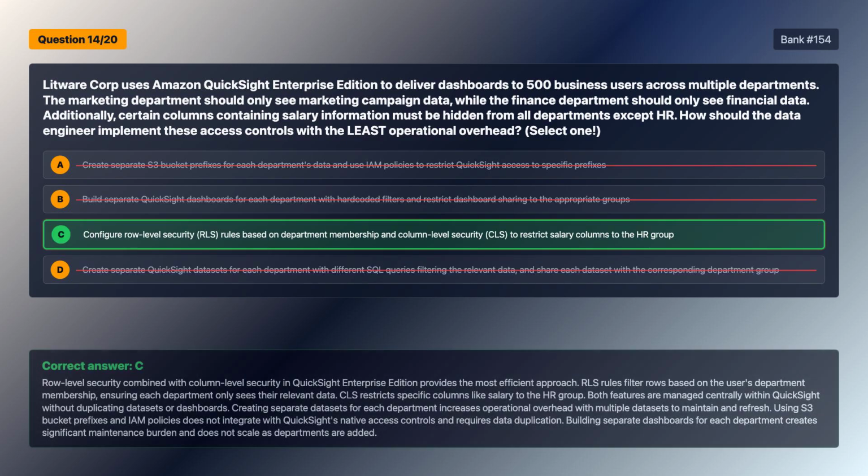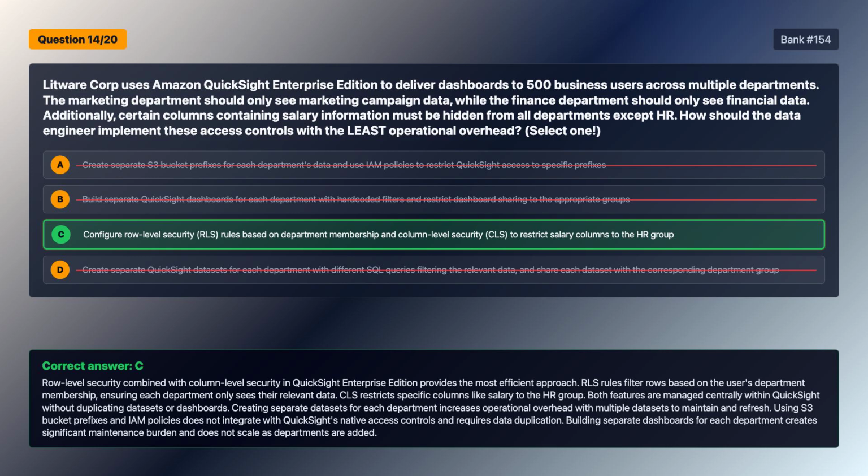The correct answer is option C. Row-level security combined with column-level security in QuickSight Enterprise Edition provides the most efficient approach. RLS rules filter rows based on the user's department membership, ensuring each department only sees their relevant data. CLS restricts specific columns like salary to the HR group. Both features are managed centrally within QuickSight without duplicating datasets or dashboards.